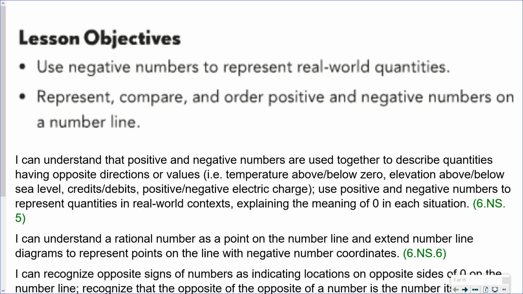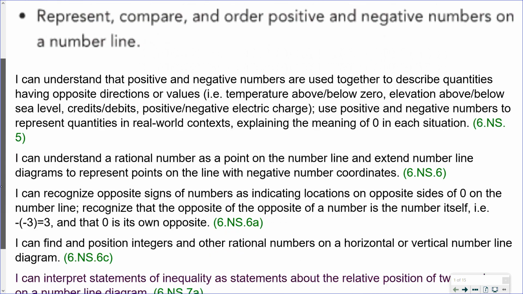Okay, today we're going to continue our work with number lines, and our lesson objectives today are to use negative numbers to represent real-world quantities and represent, compare, and order positive and negative numbers on a number line. Our standards that we'll be covering are here below.